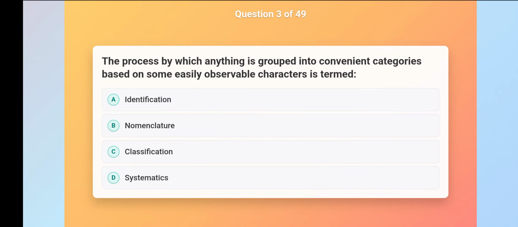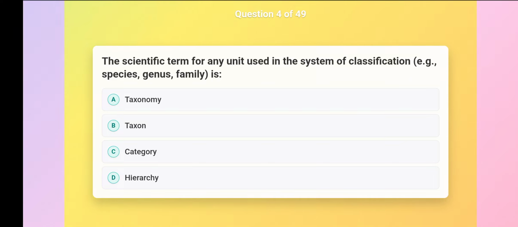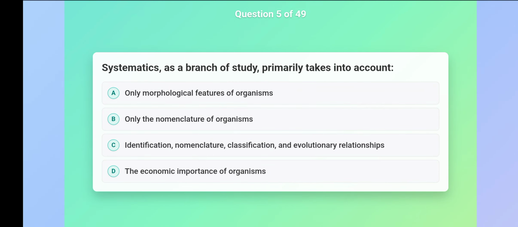The process by which anything is grouped into convenient categories based on some easily observable characters is termed classification. The scientific term for any unit used in the system of classification, e.g., species, genus, family, is taxon. Systematics, as a branch of study, primarily takes into account identification, nomenclature, classification, and evolutionary relationships.